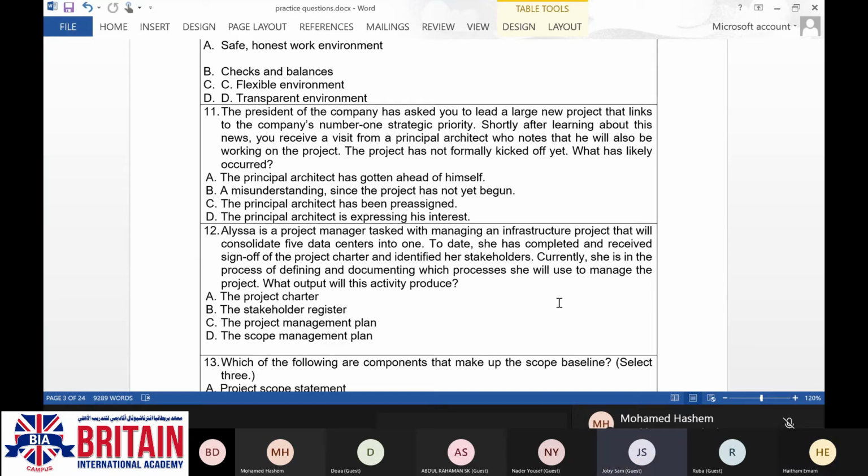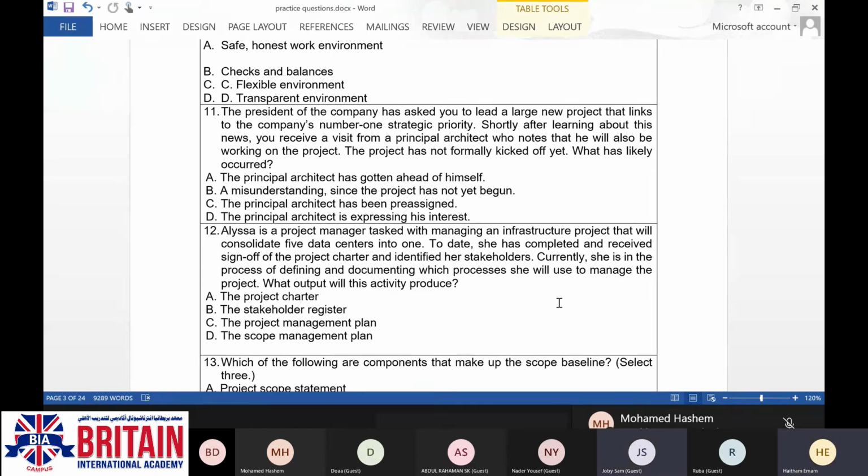If I'm not mistaken, the answer would be the project management plan because she has already had the project charter, the stakeholder register, and the scope management comes after that, after having the project management plan. Who said the scope management is coming after the project management plan? And this is what my understanding was.